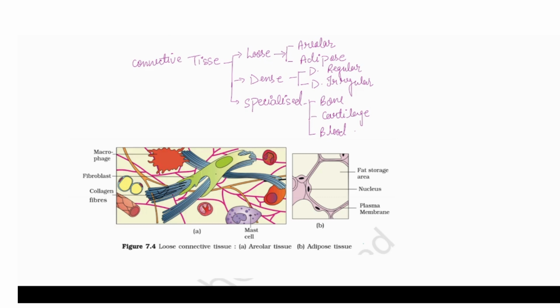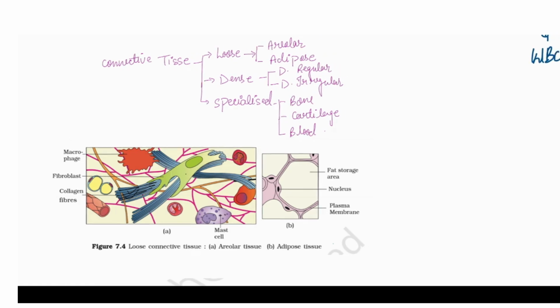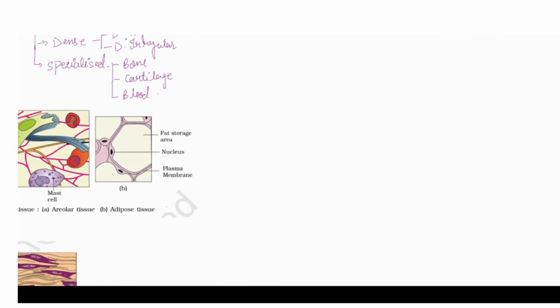So first of all, let us see the matrix and the cells. What is connective tissue here? Connective tissue is just like a fluid. We can take the example of a cake. Suppose we have a ground substance, that is a matrix, and in that matrix we have some specific cells, which are the fibroblast cells.